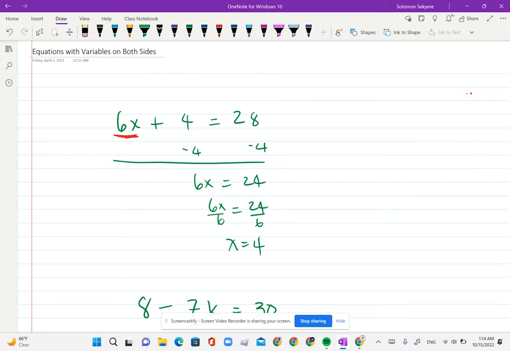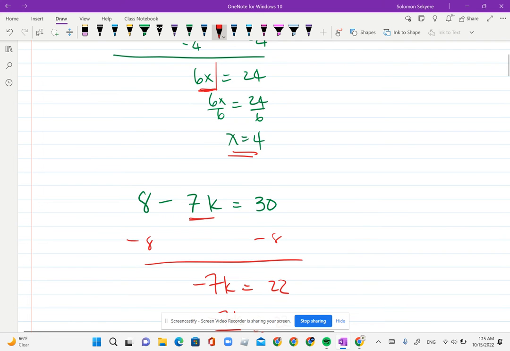Always, your first step is to identify the term that involves your variable and underline that. Then your next step is to group your like terms. So we have just the 6x. Now we have the integers 4 and 28. They are like terms, so we need to group them. How do we do that? The sign before the 4 is positive, so we need to subtract. When we subtract on the left side, we get only 6x left because the 4 is gone. And then we solve this and x equals 4, right?